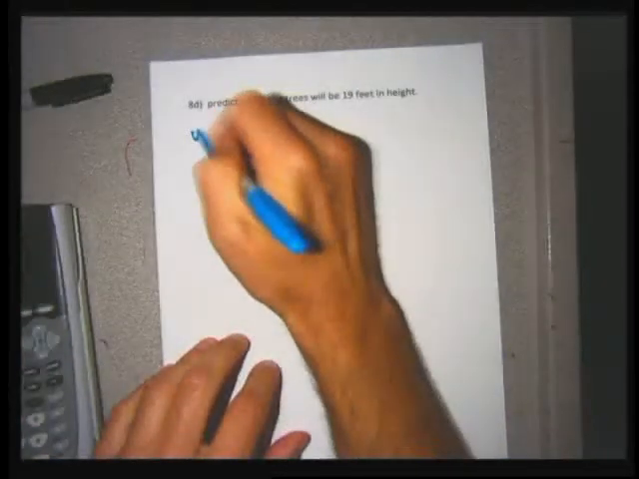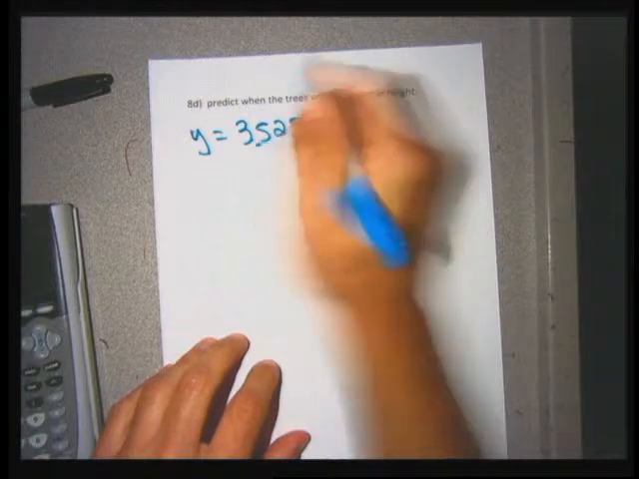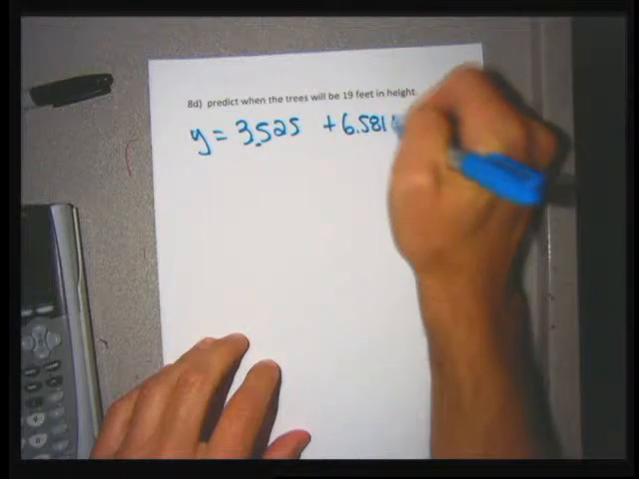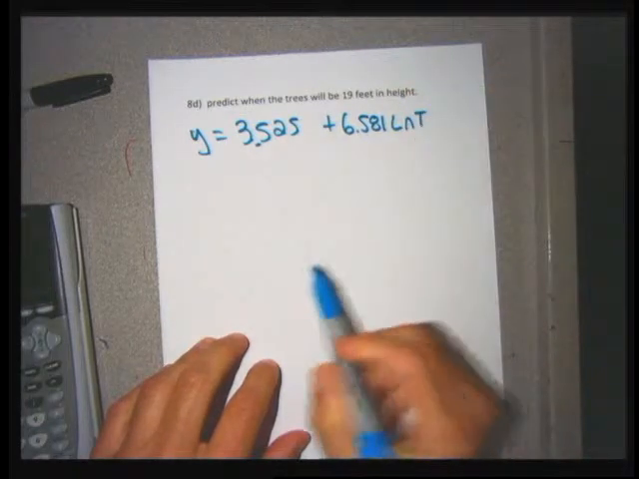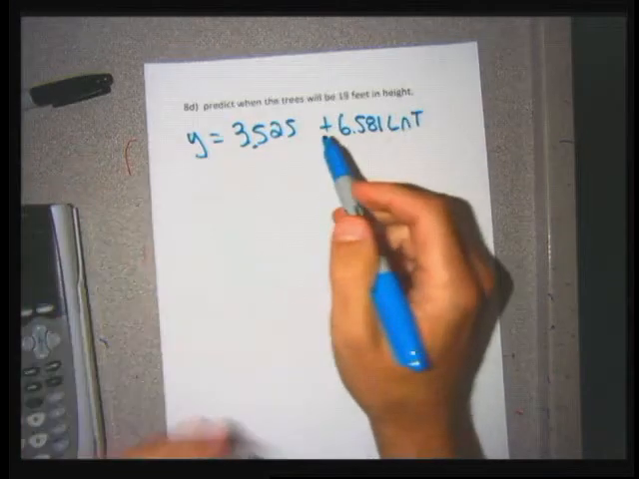Last thing I need to do is predict when the trees are going to be 19 feet high. I'm going to use the equation y equals 3.525 plus 6.581 times the natural log of t. I'm going to put 19 in for the y, which is the height. I guess I could have used some sort of function symbol here, but I didn't feel the need.